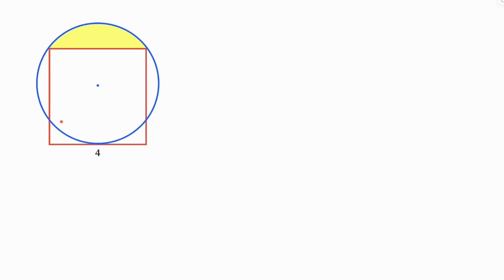In today's video we are going to find the area of this region, and in this problem we have a square and each side of it is 4. So how to solve the problem?